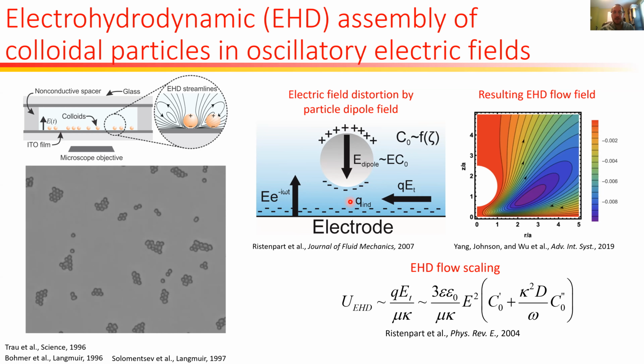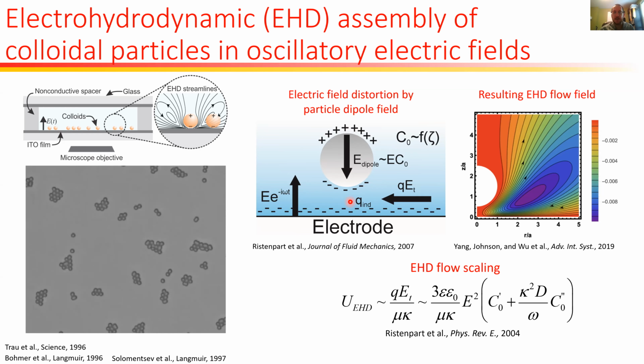This is what's known as a second order electrokinetic fluid flow, meaning that the velocity of this fluid flow goes as the electric field squared, which explains why it would happen in an oscillatory system. And it also goes as basically the polarizability of colloidal particles. So how strong that dipole is also determines how fast the fluid flow is.